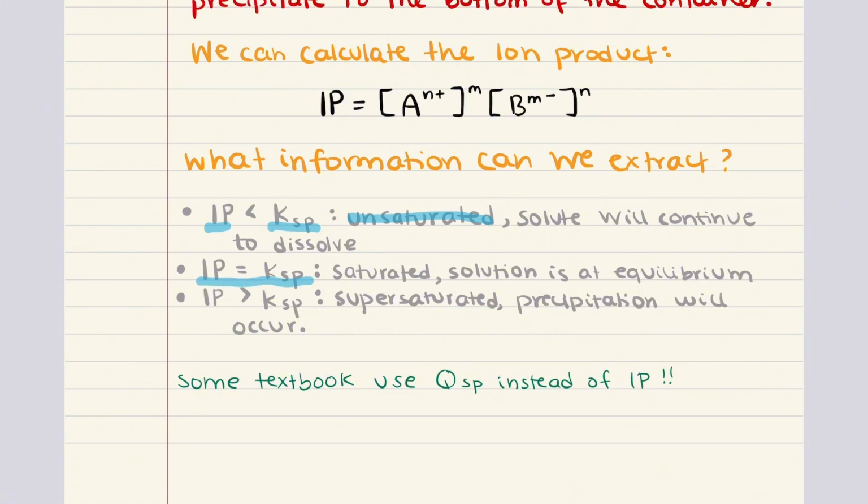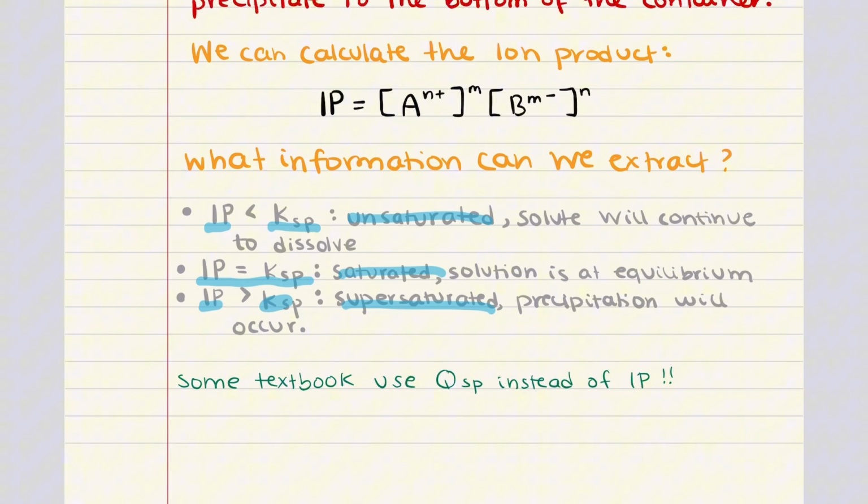If the ion product is equal to the solubility product constant, then the solution is saturated and at equilibrium. And that means no more solute will dissolve, but no precipitation will occur either. If the ion product is greater than the solubility product constant, then the solution is supersaturated, meaning it contains more dissolved solute than the equilibrium amount, and precipitation will occur to restore balance.